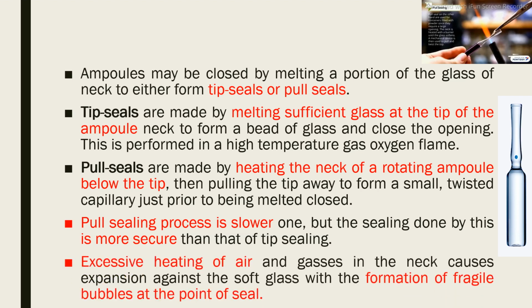Excessive heating of air: as you know, the ampoules may contain air. So when we expose the neck of the ampoule to the high velocity jet burner, in some cases the air may expand, and because of this expansion, the air present near the neck of the ampoule, inside the neck, may form a fragile bubble at the point of seal. There may be formation of a bubble in the neck of the ampoule. So this type of sealing is called bad sealing.